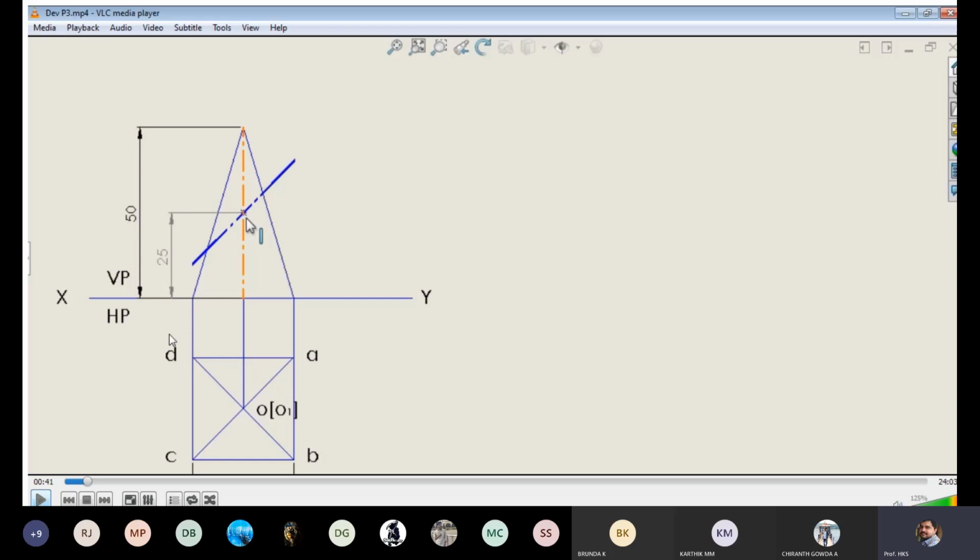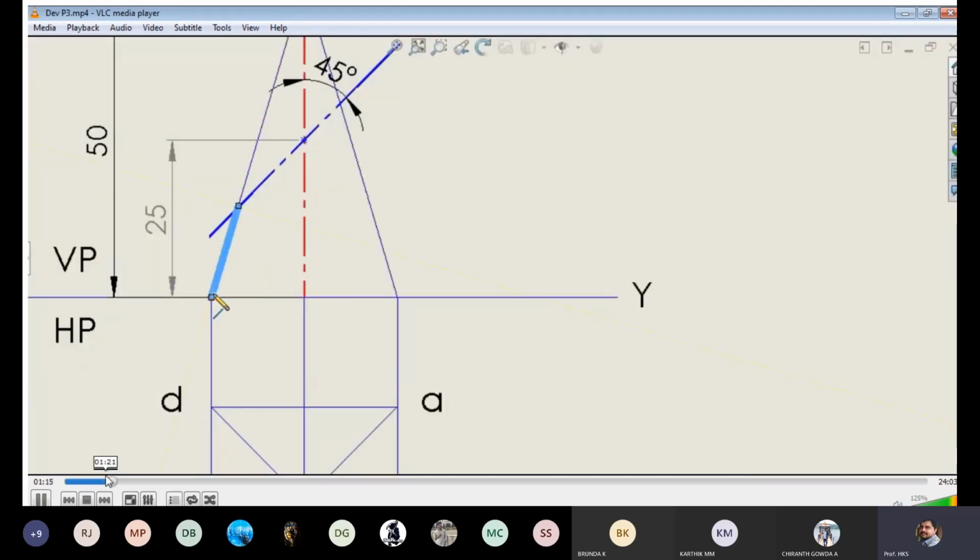So here I have drawn the cutting plane. This is the cutting plane passing through the center, that means bisecting the axis and making an inclination of 45 degree. Here you have to consider the inclination of 45 degree with the HP. If it is making an inclination of 45 degree with HP, then obviously it will make an inclination of 45 degree with the axis.